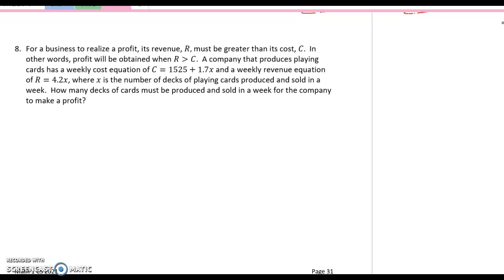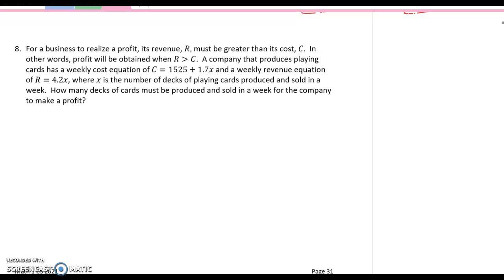All right, going to number 8. It says for a business to realize a profit, its revenue must be greater than its cost. In other words, R is greater than C. A company that produces playing cards has a weekly cost equation of C equals, and a weekly revenue equation for R, where X represents the number of decks of playing cards produced and sold in a week. How many decks of cards must be produced and sold in a week for the company to make a profit?